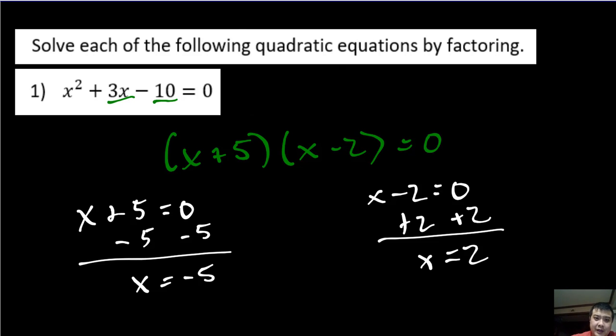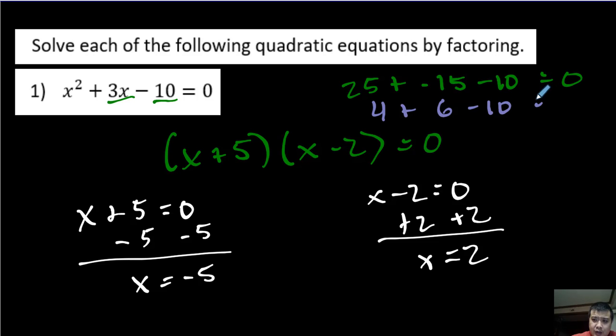We can also plug it back into our original equation. So that'd be negative 5 squared, which would be 25, plus negative 15 minus 10, which does in fact get us 0. Same thing if we did that with 2. 2 squared is 4, 3 times 2 is 6, minus 10 also gets us 0.